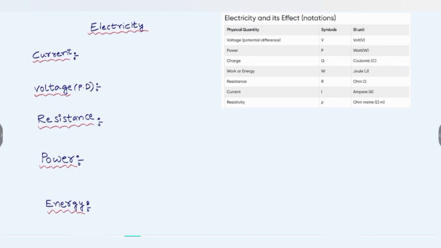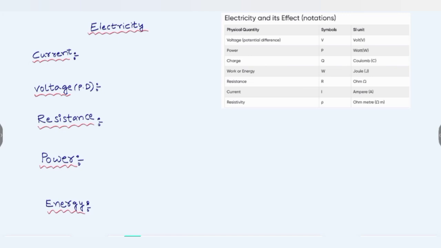Now let us see first what are important definitions in electricity. First one is current. You have to know what is current. Current is defined as rate of flow of charge. What does rate of flow of charge mean? The flow of charge per unit time. Flow of charge per unit time will be called current. How much amount of charge is flowing through the circuit in unit time will be called current.